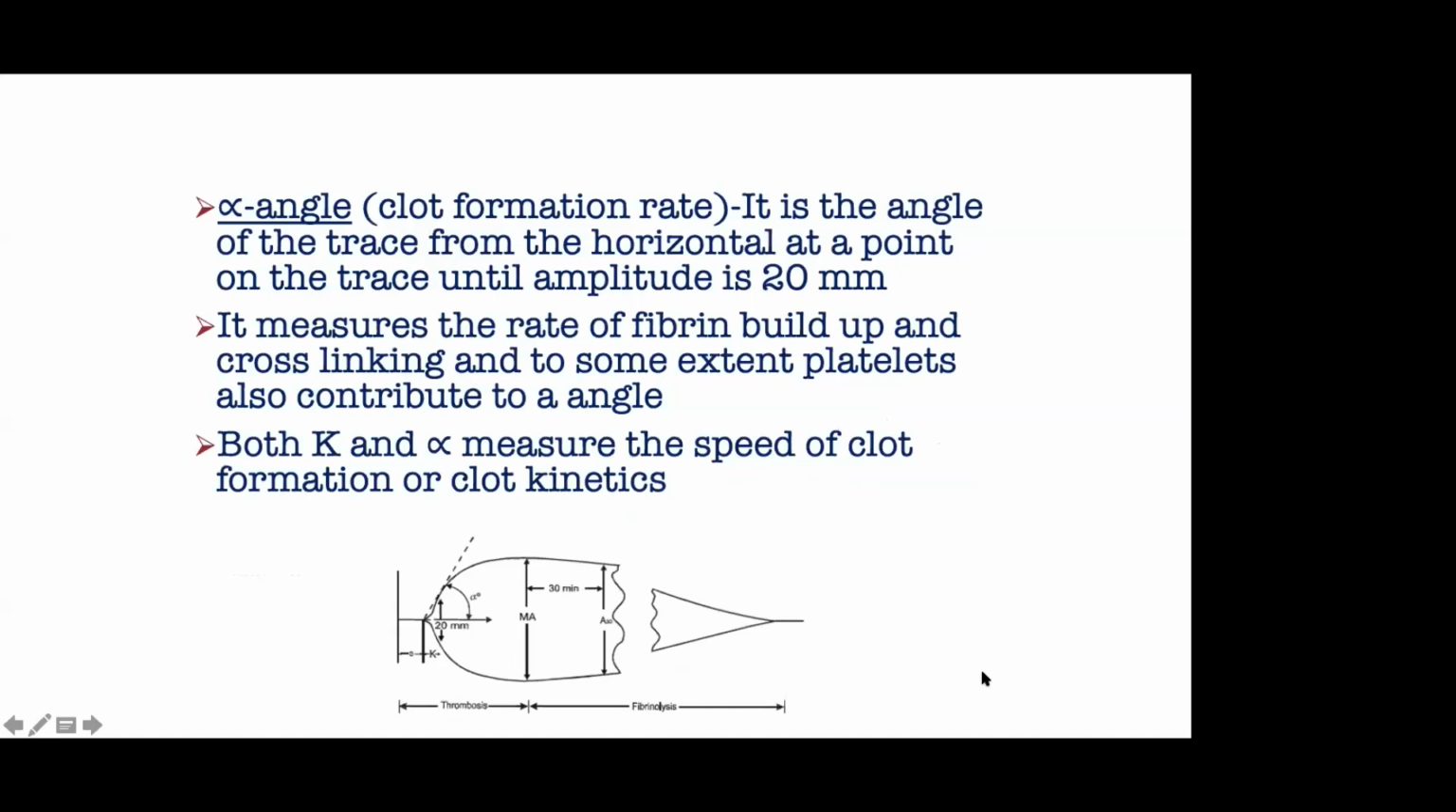Alpha angle is the clot formation rate. It is the angle of the trace from the horizontal at a point on the trace until the amplitude is 20 millimeters. It measures the rate of fibrin buildup and cross-linking, and to some extent platelets also contribute to the angle. Both K and alpha measure the speed of clot formation, or clot kinetics. If fibrinogen in the blood is high, there is rapid generation of fibrin, so the alpha angle may go up, and at the same time the K time will be less.